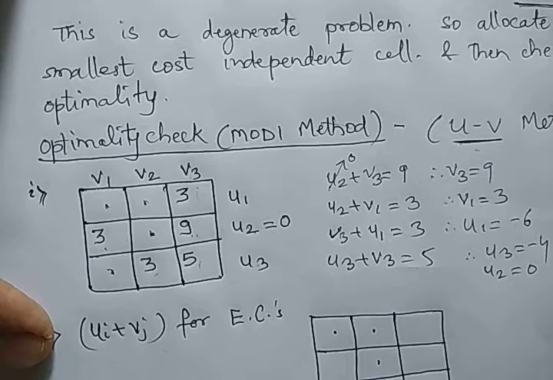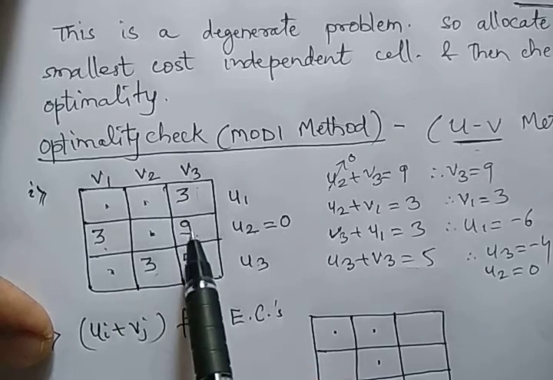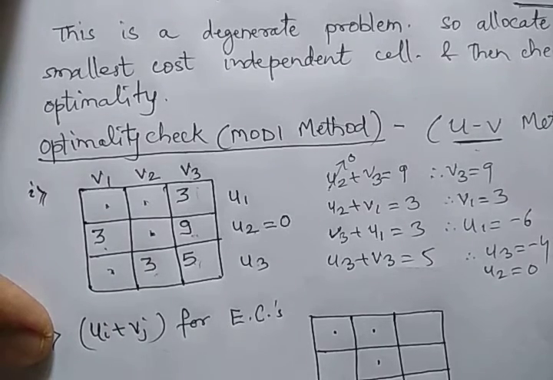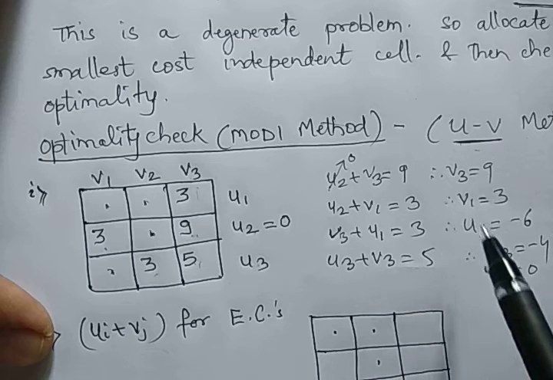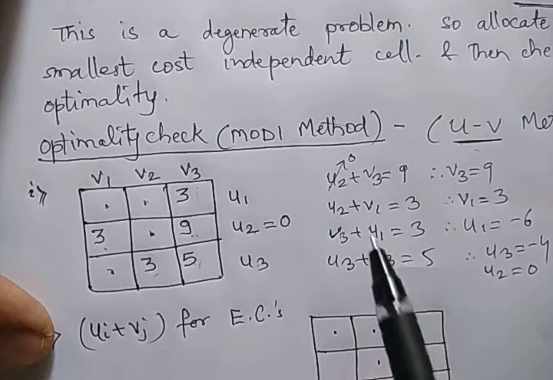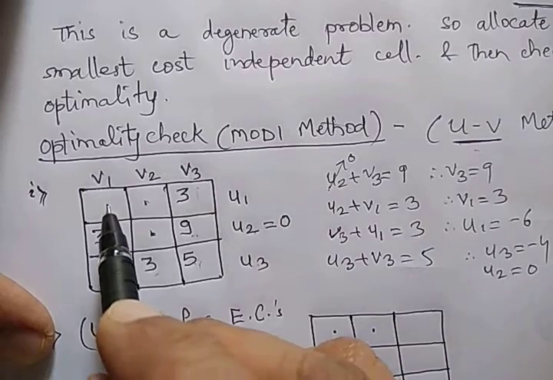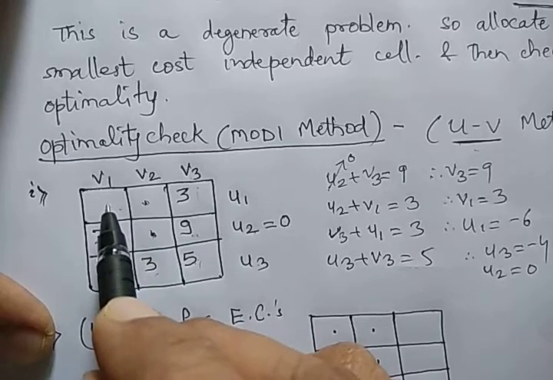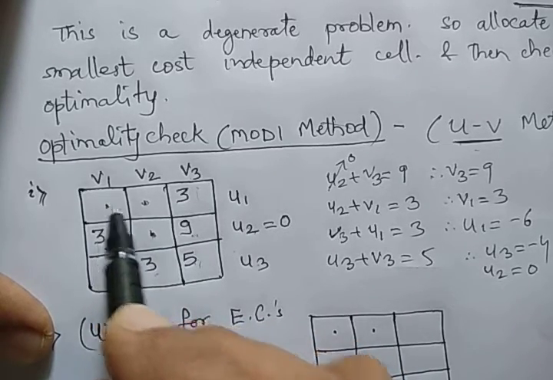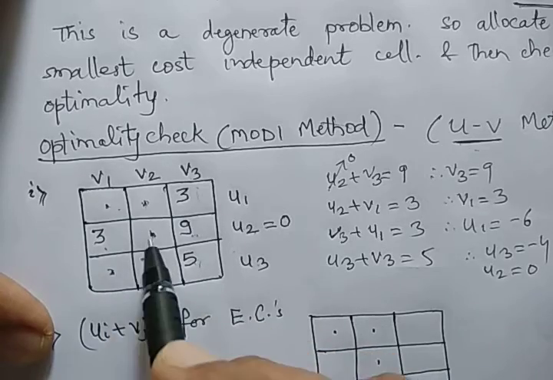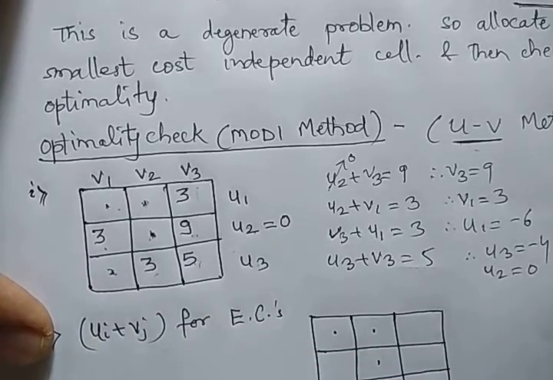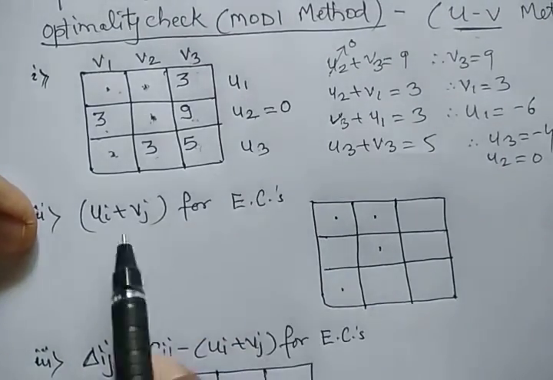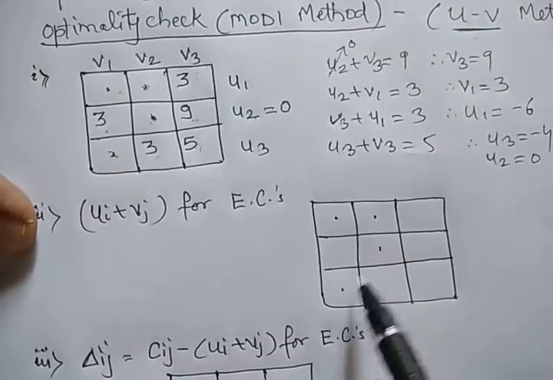Correct? What is the second step? Now just here, these costs where we have written, these are allocated cells and the other ones are called empty cells. After finding out U1, U2, U3 and V1, V2, V3, now we have to find out the value of Ui plus Vj for these empty cells. First here, what is the value here? U1 plus V1. What is the value here? U1 plus V2. Here U2 plus V2. Using this method, we have to find out Ui plus Vj for empty cells. These are the empty cells where I have shown the dots.